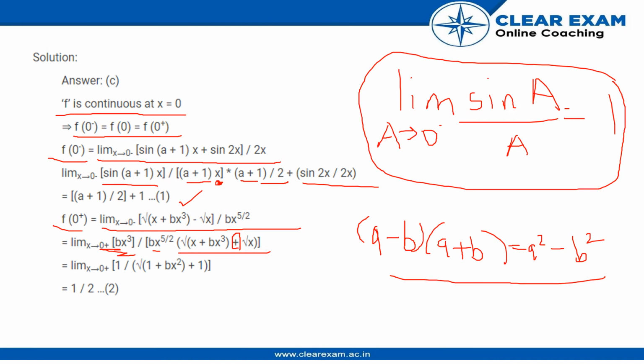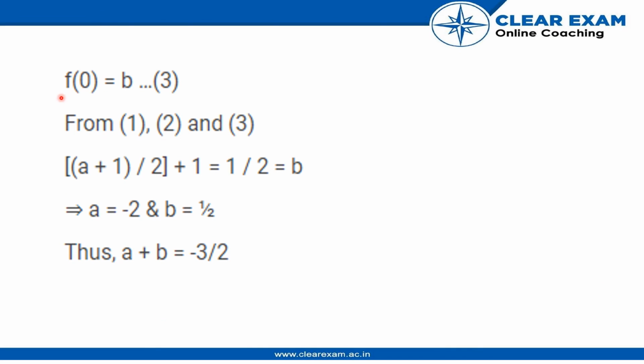After getting this, we divide that by bx raised to 5 by 2, and we see x cube is greater than x raised to 5 by 2, so x raised to 3 minus 5 by 2 becomes x raised to 1 by 2. If we take root x common from the denominator and cancel it with the numerator root x, we get 1 in the numerator upon root of (1 + bx^2) plus 1 as the denominator. Once we put x equal to 0, we get the value to be 1 by 2. And we know that f at x exactly equal to 0 has b as the value.